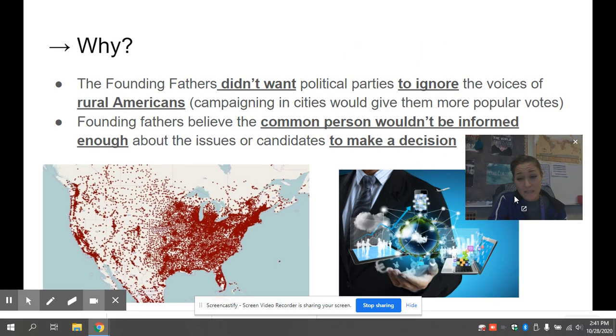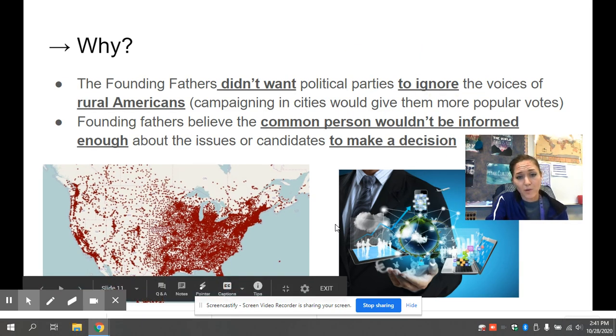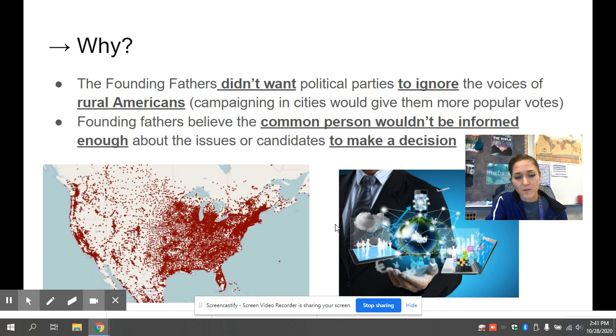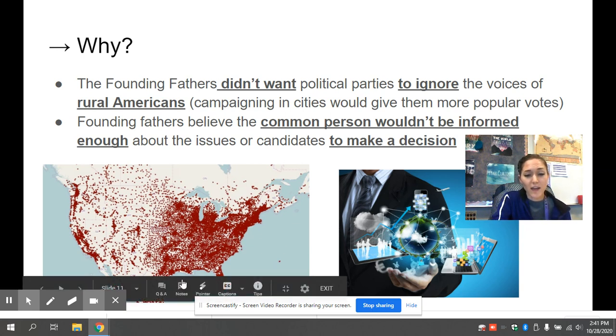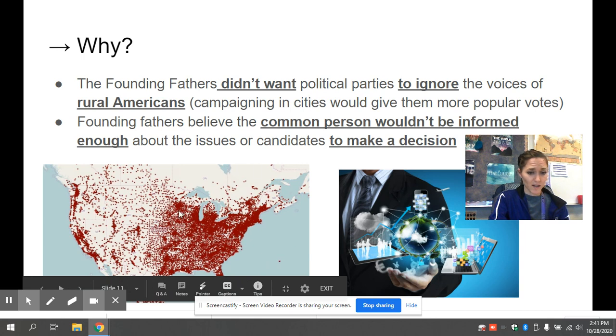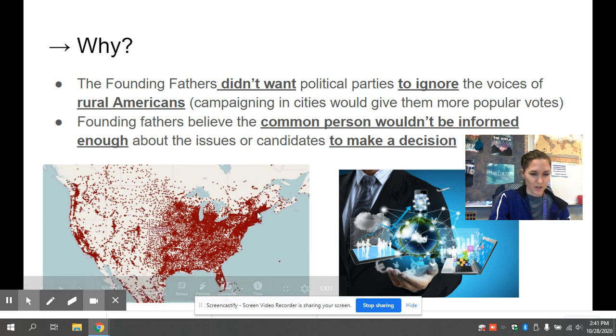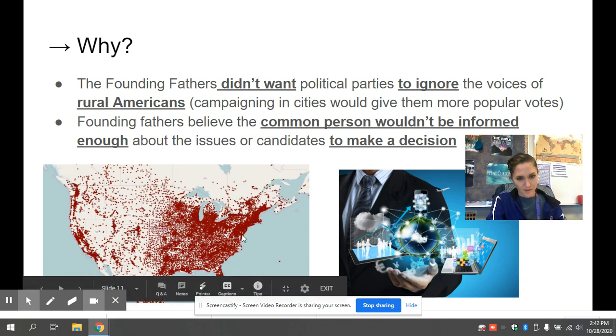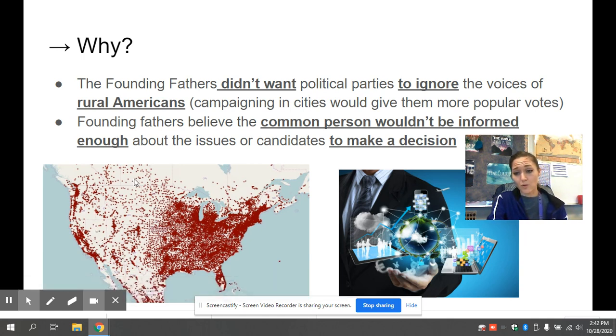Okay, so why do we have this big complicated system? Number one, the founding fathers didn't want political parties to ignore the voices of rural Americans. They were afraid that if they had just a popular vote and didn't have the Electoral College, those candidates would only want to go to places where there are more people, and there are usually more people in cities. So if we take a look at this population density map, they might want to go over here to New York City, Boston, and some of these East Coast cities, but they're going to ignore these places where there's not a lot of people because they're not going to get as many votes. And so they would completely ignore rural Americans like farmers and so on.